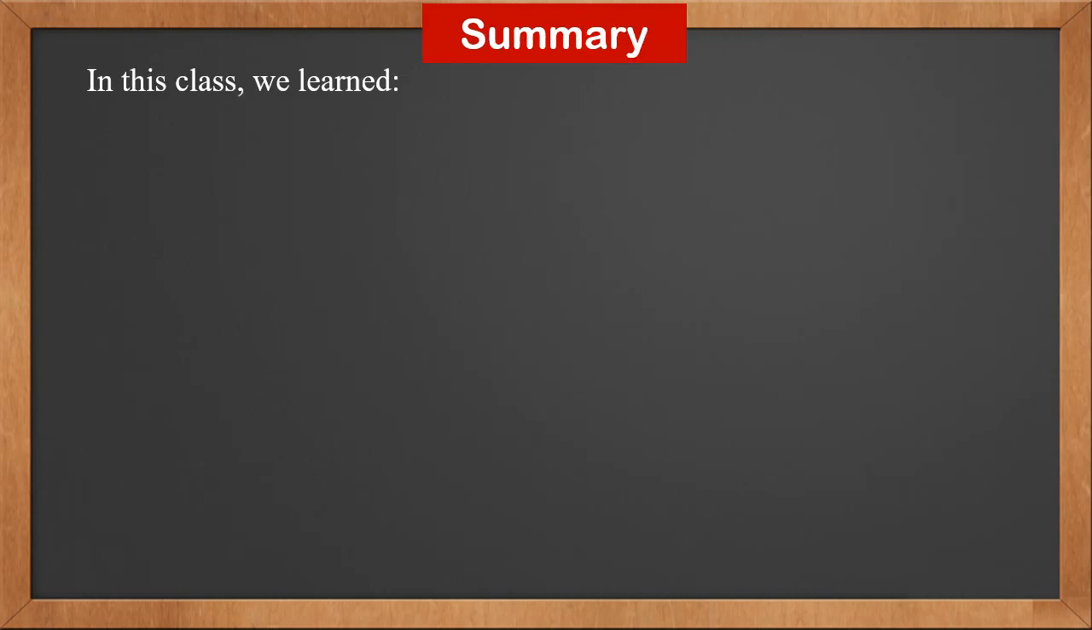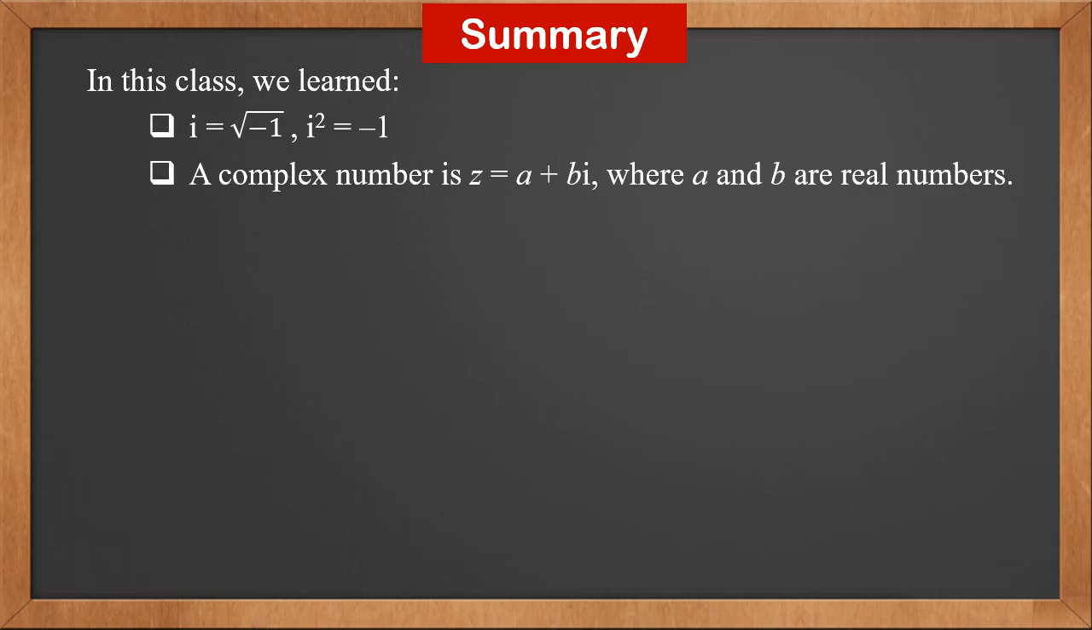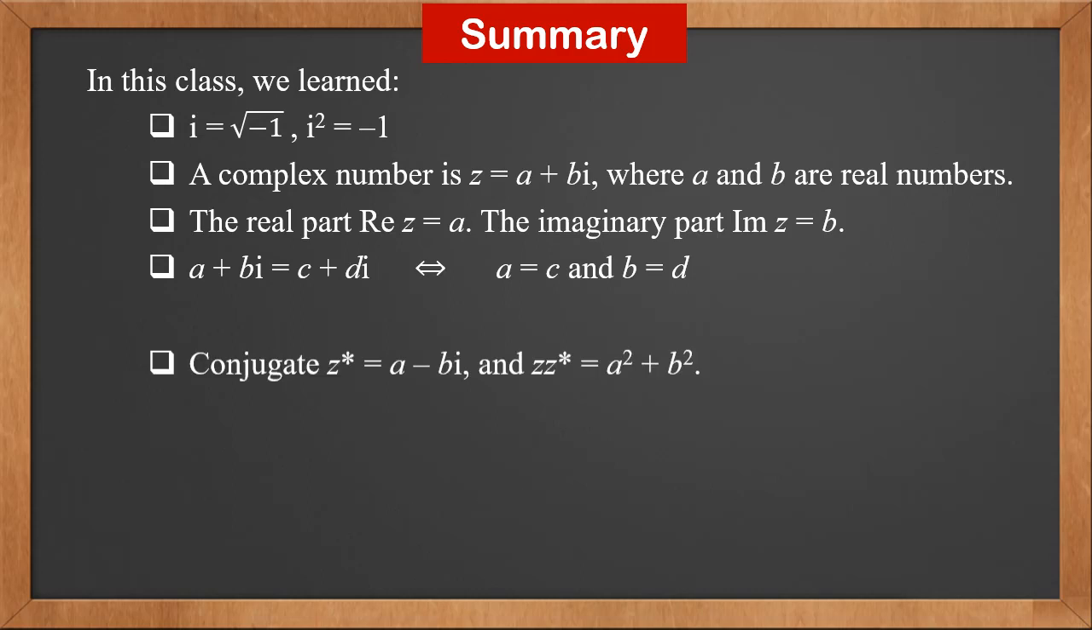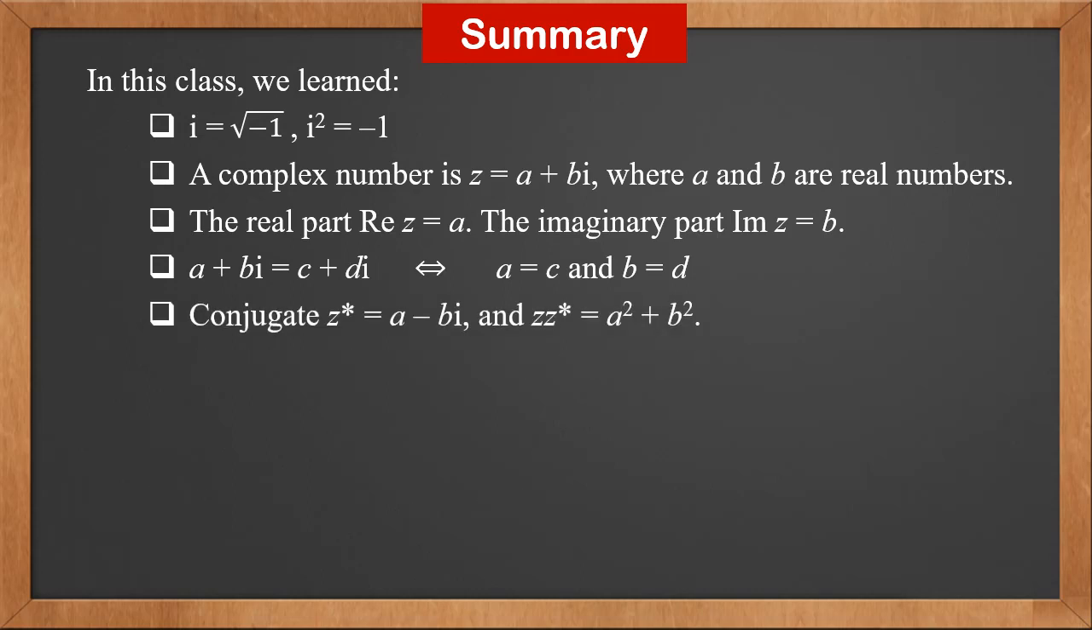In this class, we learned i equals root -1, i squared is -1. A complex number is z equals a plus bi, where a and b are real numbers. The real part Re z is a. The imaginary part Im z is b. a plus bi equals c plus di is equivalent to a equals c and b equals d. The conjugate z star is a minus bi, and z times z star is a squared plus b squared.